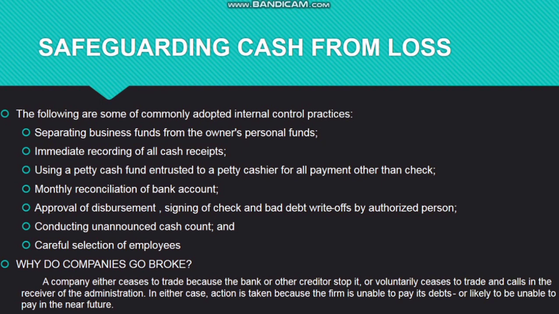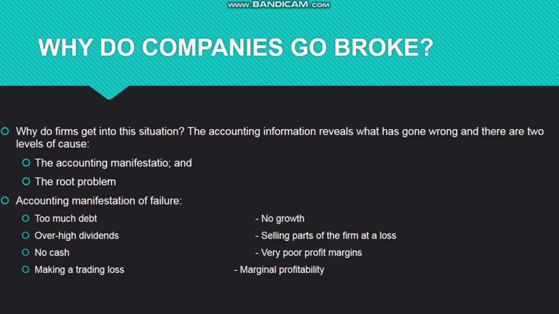So why do companies go broke? A company either ceases to trade because the bank or other creditors stop it, or voluntarily ceases to trade and calls in the receiver or the administration. In either case, the action is taken because the firm is unable to pay its debts or likely to be unable to pay in the near future.